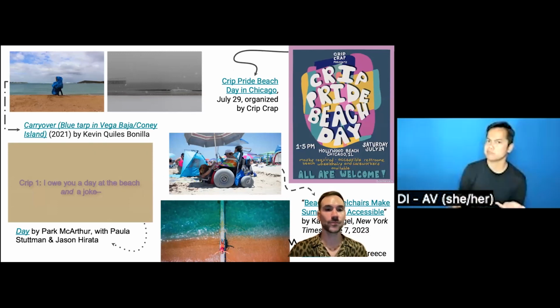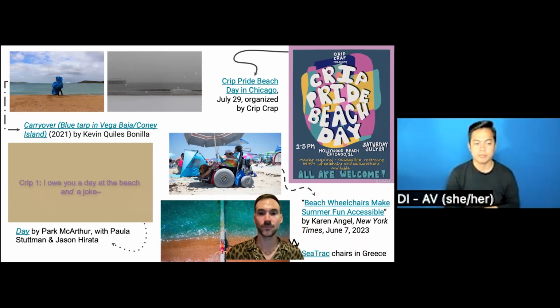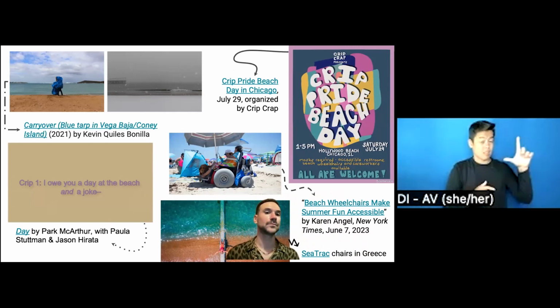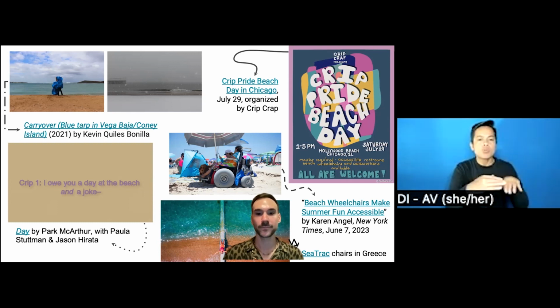A grouping of images placed haphazardly on a page, all related to cripping the beach. Moving left to right. Top left image is a person seen at a distance, covered in a blue tarp, standing on a beach in front of calm waters and an overcast sky. Hi, can you please slow down for interpretation, Madison? In Vega Baja/CRNY Island, 2021, by Kevin Gotkin.